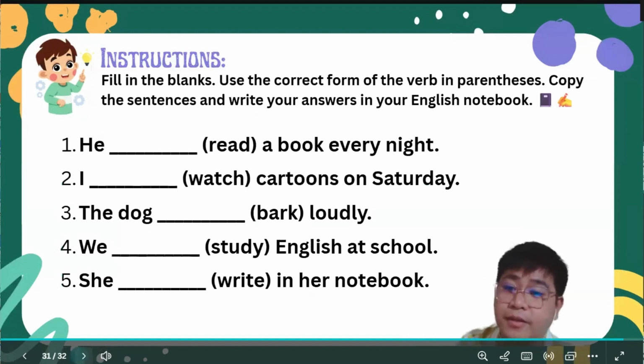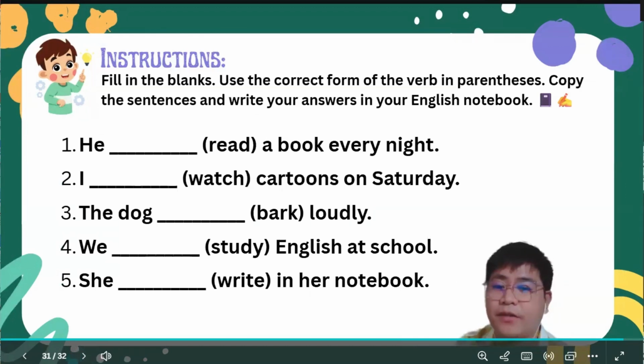So in your English notebook, I want you to fill in the blanks, use the correct form of the verb in parentheses. So copy the sentences and write your answers in your English notebook.